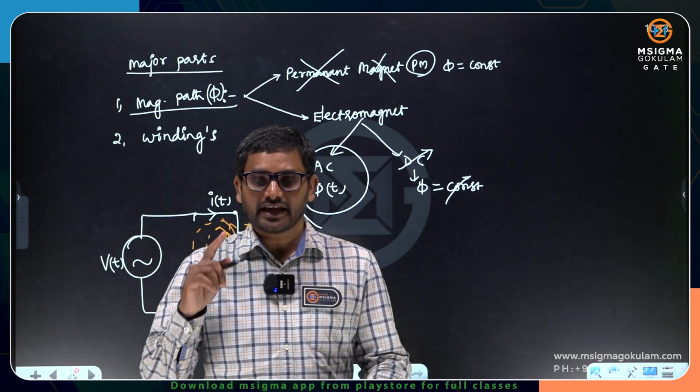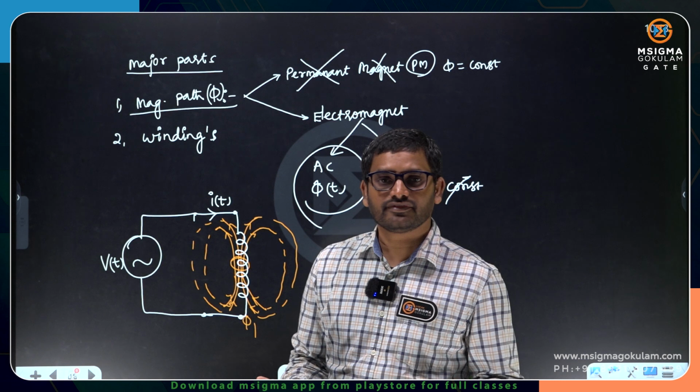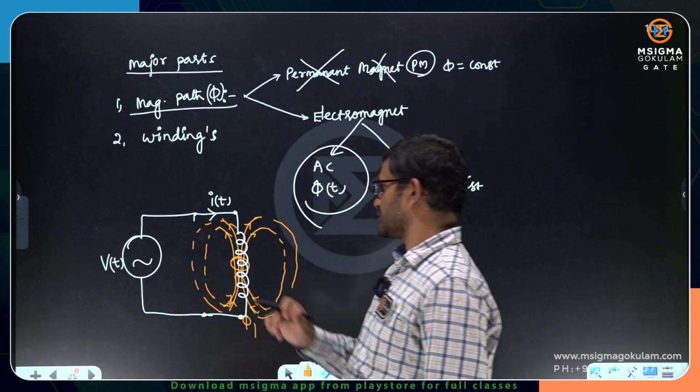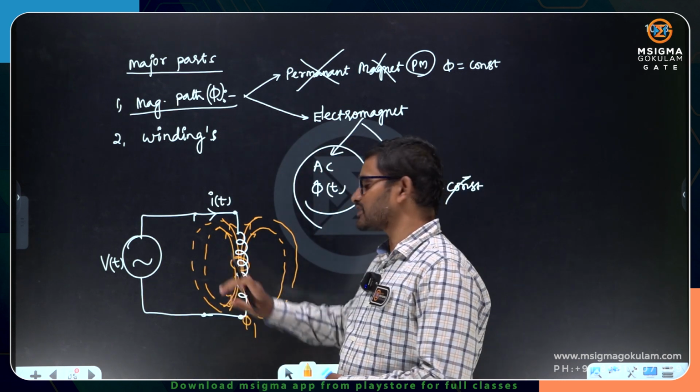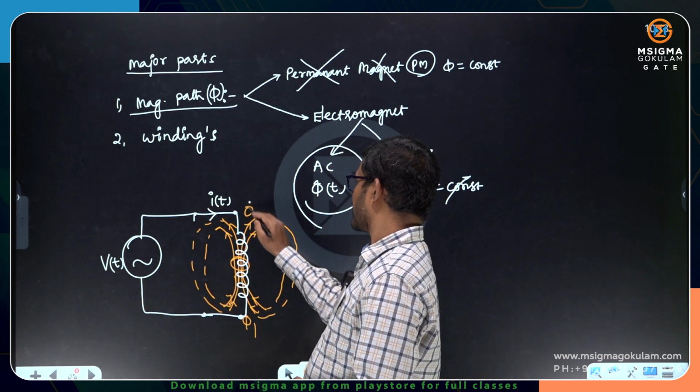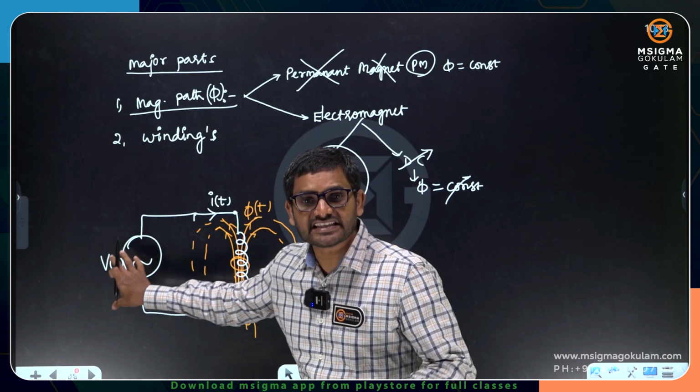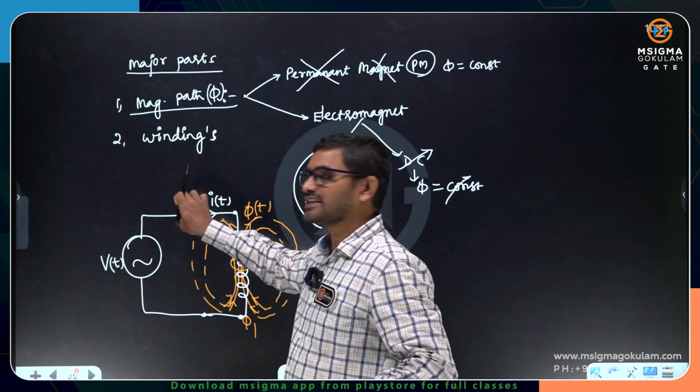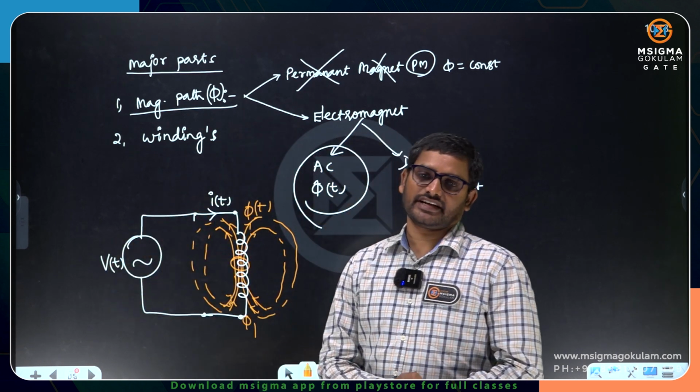Because the air around the coil is going to offer the same amount of reluctance for the flux lines, this is how it is going to exist. So this is my electromagnet. If the voltage is time varying, current is time varying, and the flux is also going to be time varying. If the voltage is constant, DC polarity, current is constant, and the flux is also constant.